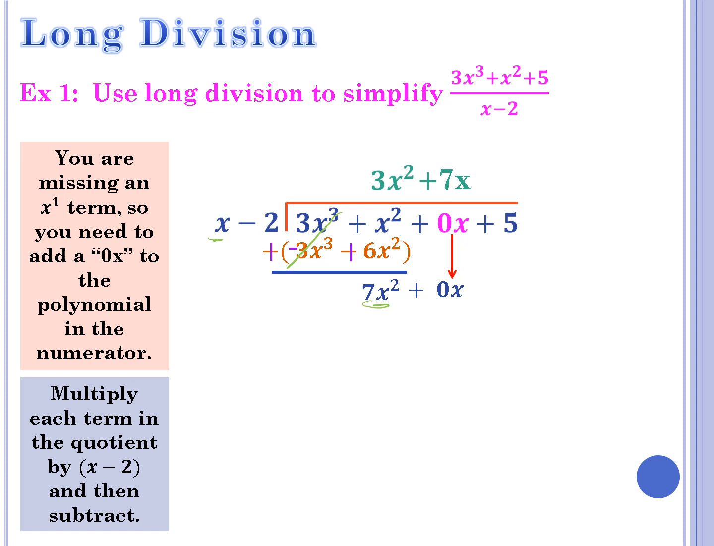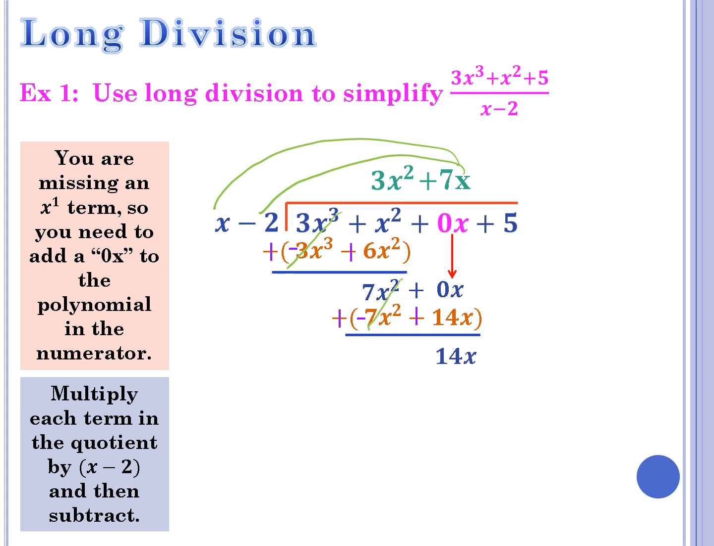So again, at this point, I do a big old distribution. 7x times x is 7x squared. 7x times minus 2 is minus 14x. Now again, we're subtracting the quantity, so I change the sign to addition and make that negative, then positive. Again, the x squareds cancel out, and I add down the column, and I get 14x.